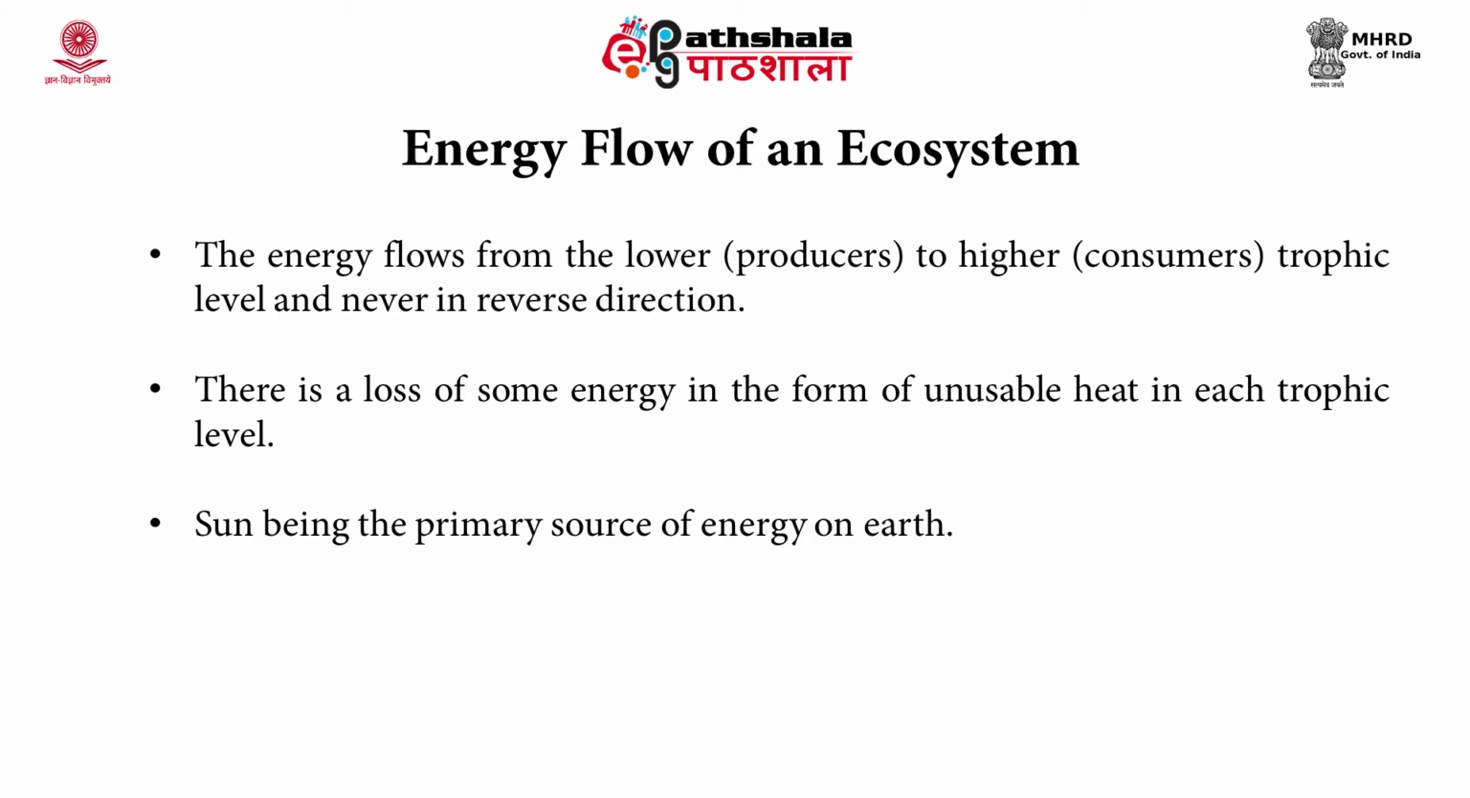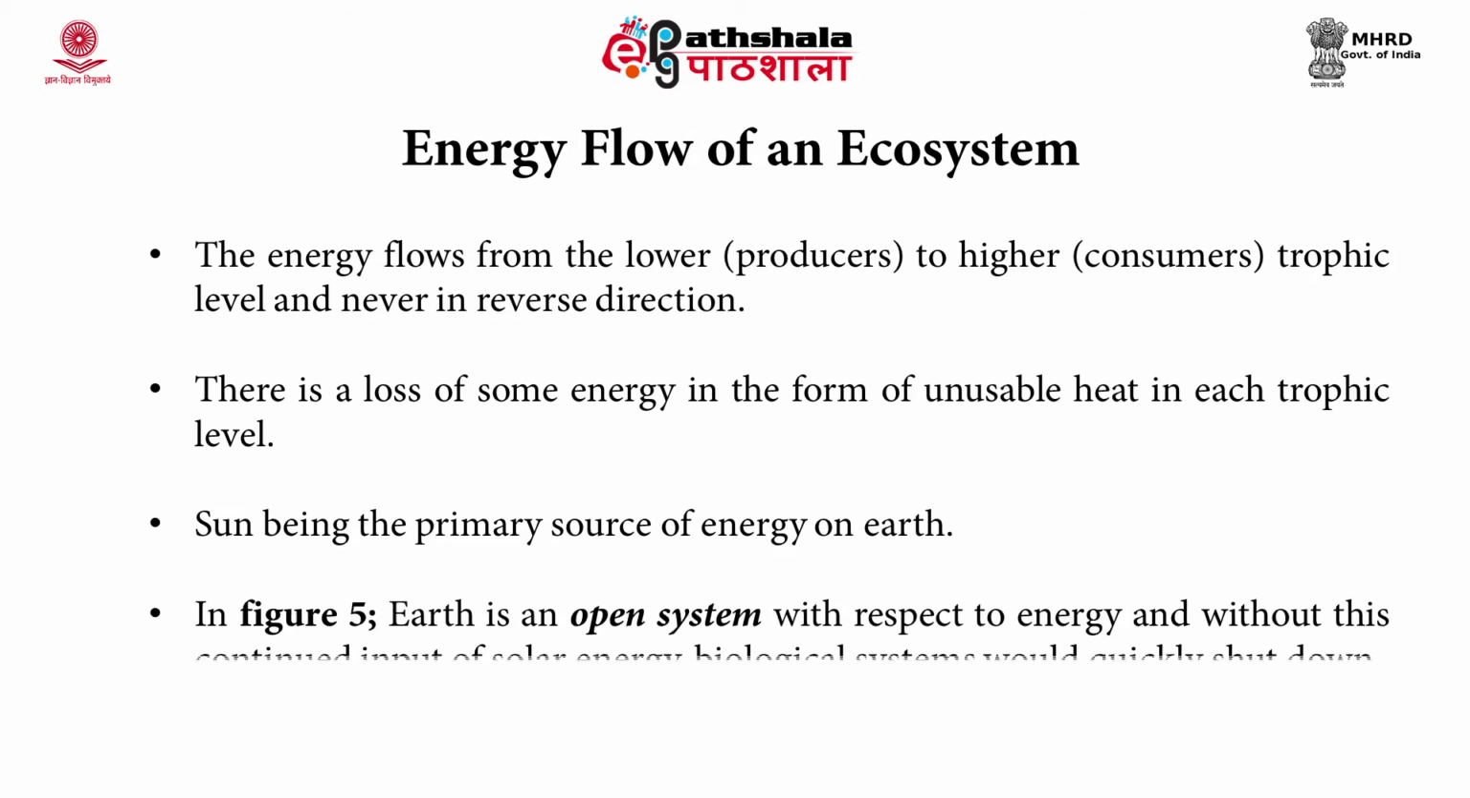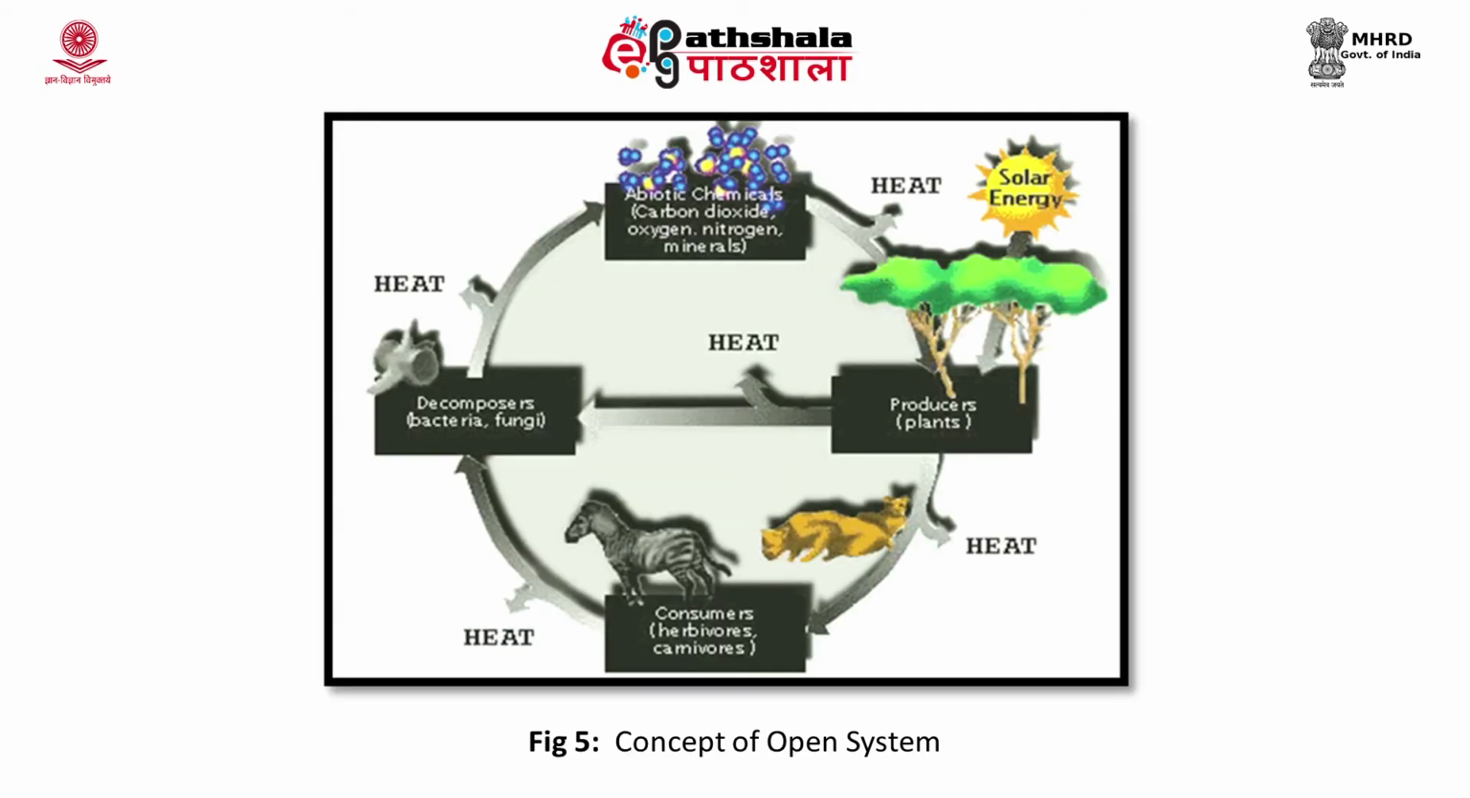The sun, being the primary source of energy on earth, enters the biological system and is transformed into chemical energy in organic molecules by cellular processes like photosynthesis and respiration, and ultimately it is converted into heat energy. As shown in figure 5, the earth is an open system with respect to energy, and without this continued input of solar energy, biological systems would quickly shut down. So, figure 5 shows the concept of an open system of our earth in reference to its energy.